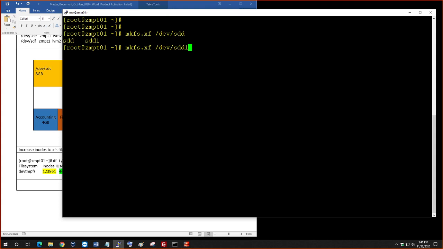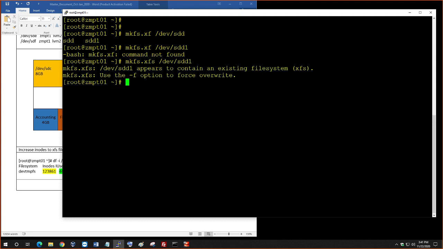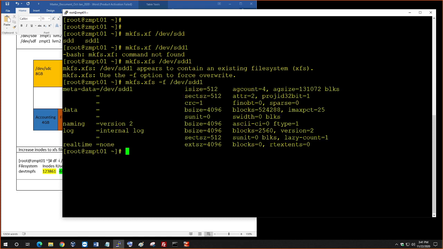Okay, and I'm going to hit enter. mkfs.xfs, right? Yeah, xfs. So it says that /dev/sdd1 appears to contain an existing xfs file system. Use the -f option to force overwrite. Okay, so the new partition and everything has been created on this here. Let's take a look at what has been created.